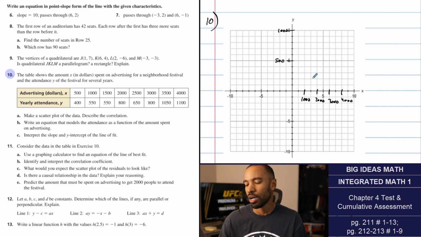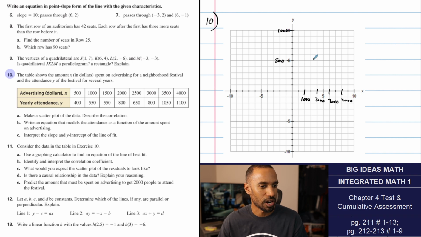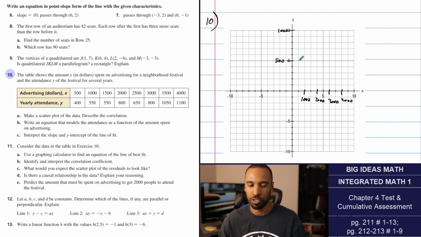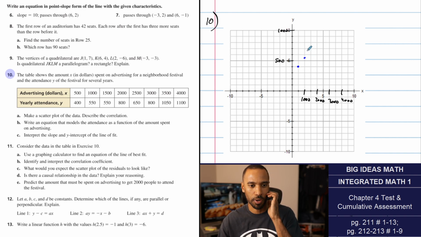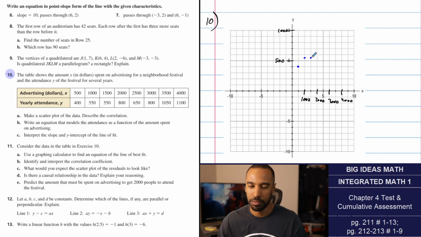All right. So at 500, we have 400. I don't know what these are. 500 advertising dollars, 400 in attendance. Yearly attendance. 1,000. So these are going by 500 each time. So 1,000, and this is 550. So halfway in between. Yeah, this will work. 550 for the next one as well.